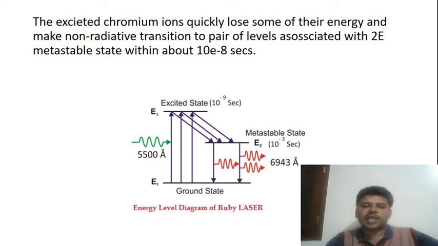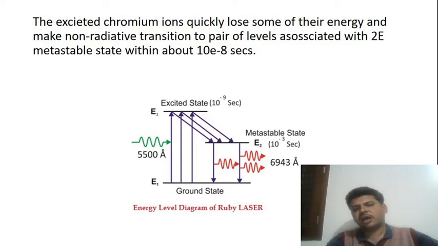So the value will be very less comparatively of the total energy value. The difference is very, very less, around 1%, less than 1%. So the downward transition is what we call a non-radiative transition.